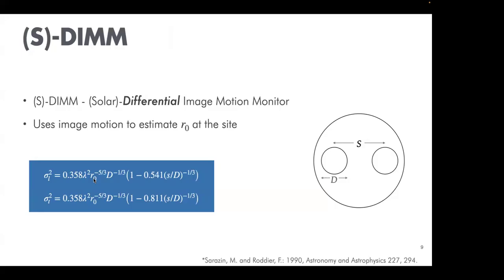So this gives you an idea: if you know the typical r0 values at your site, and you know the size of your subapertures and the distance between them, you know what values of image motion you can expect. From there, you can decide which is the better algorithm for you. But there are times when the seeing becomes very bad, where you will underestimate the image motion.